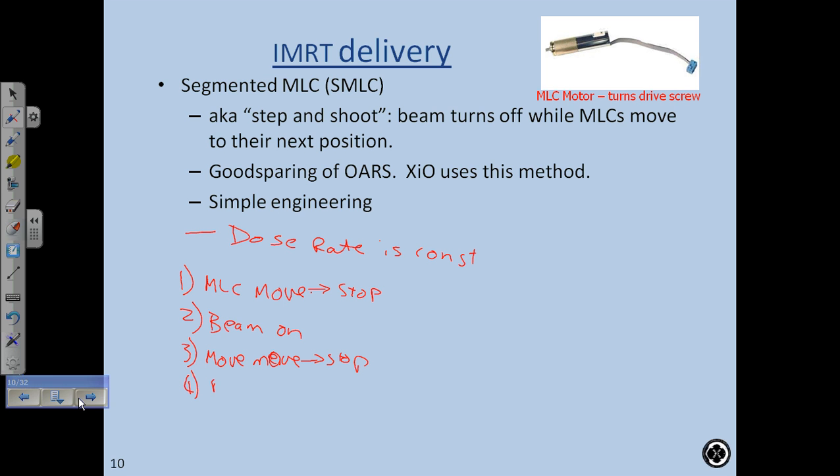How many times does it happen? Well, it happens for each segment. Okay, so this is one segment, and this is another segment. So at each segment, this is going to occur. Now, if you're treating prostate with step and shoot, you're probably going to have 25 segments per field. That's just an approximate number. Mechanically, it's very simple. MLCs move, they stop, beam is on.